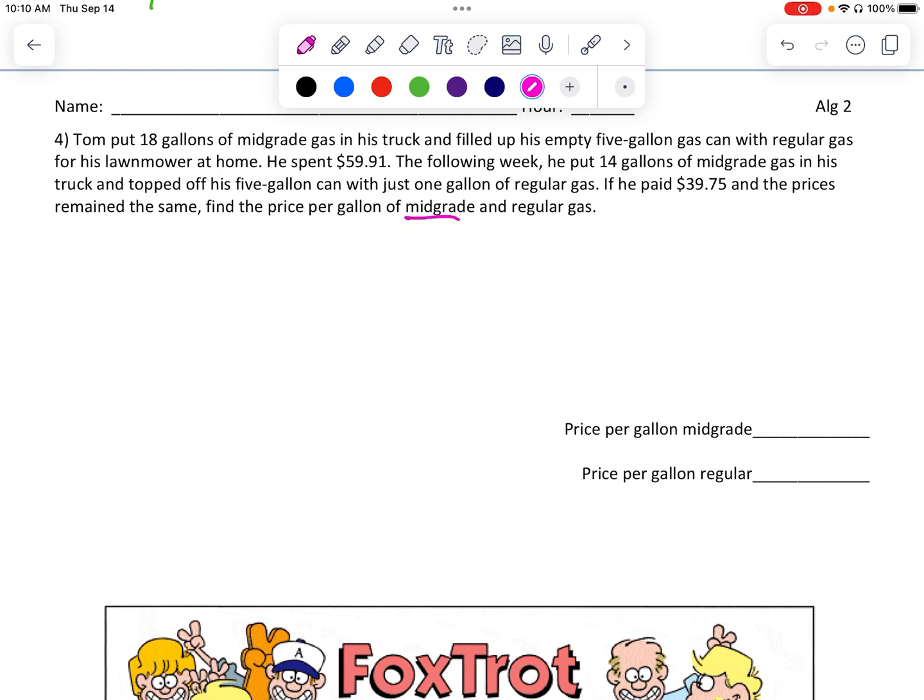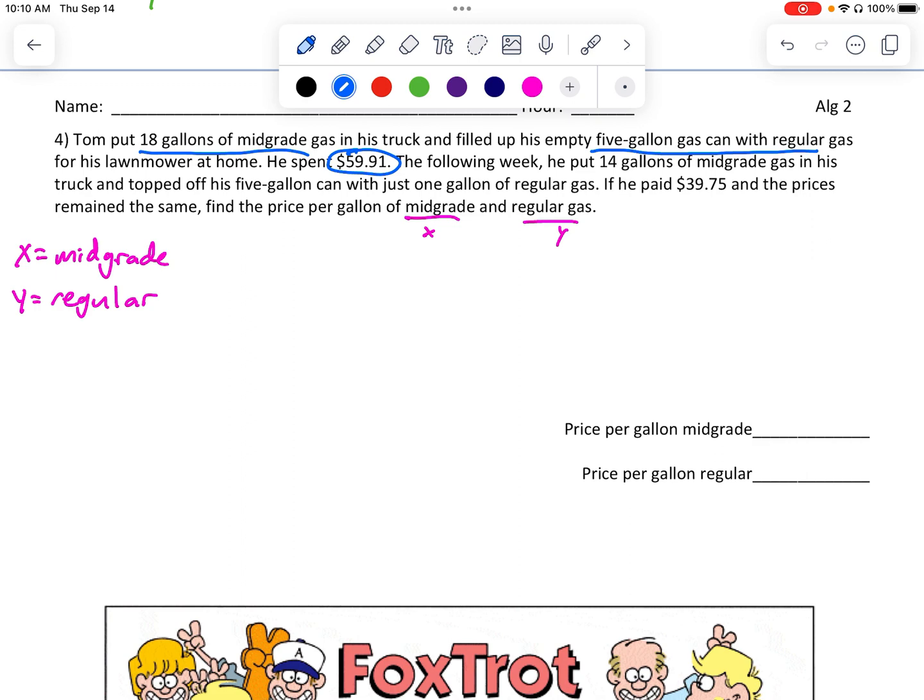Okay, so those are our variables. So my X and my Y. So X is mid-grade and Y is regular. So when it tells you what you're looking for, that frequently tells you your X and Y. So we've got, here's a total. So that total was 18 gallons of mid-grade and a 5-gallon gas tank with regular.